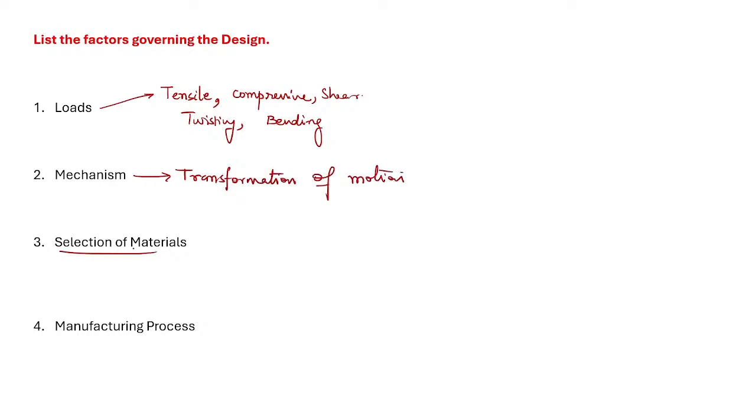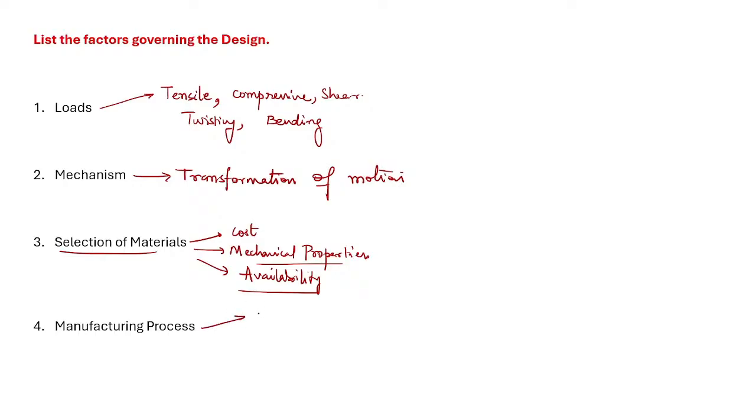And selection of material. Selection of material is done on the basis of cost and mechanical properties. There are about 10 to 11 mechanical properties that define the properties of material. It could be in the form of elasticity, malleability, ductility. All these are mechanical properties, and even the availability of material is also one of the important factors in selecting the material. Next is manufacturing process.